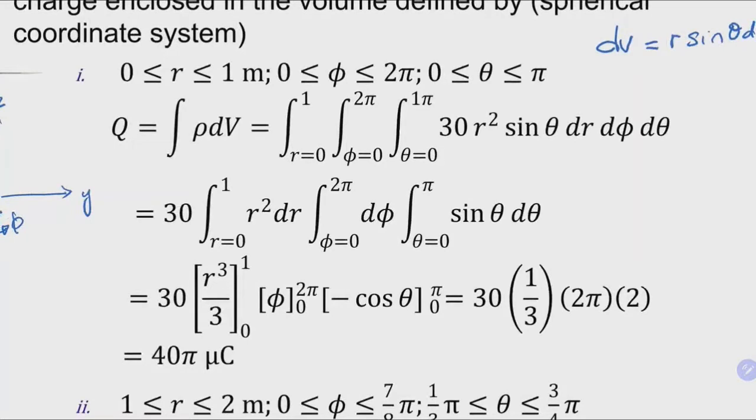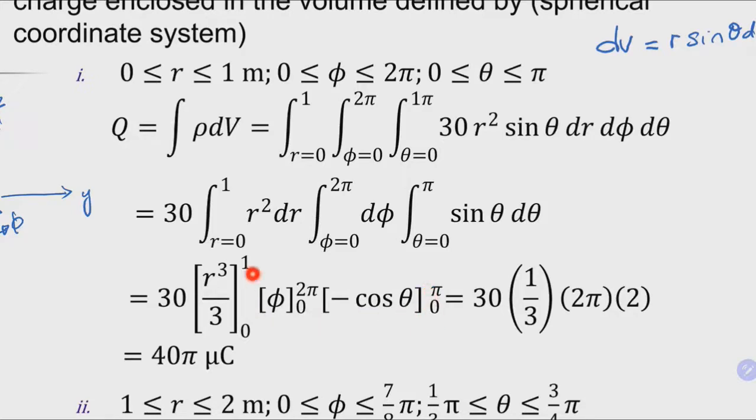Okay, so we got r squared. So 30 again is a constant, so we can take 30 out of our integral. R squared dr, we get r cubed over 3. And then the limits is 0 to 1. d phi. Okay, so we don't have phi in this equation. So d phi integrated will be just phi. And then the limit is 0 to 2 pi. And then the integral of sine theta, that will be minus cosine theta. And then that will be with the limits of 0 to pi.